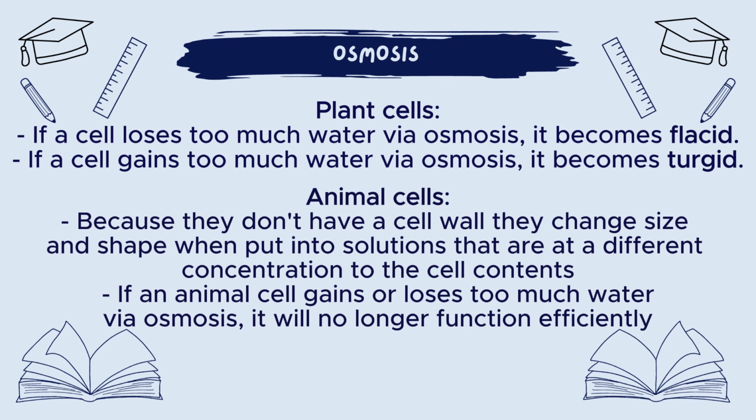For animal cells, because they don't have a cell wall, they change size and shape when put in solutions that are at different concentration to the cell contents. If an animal cell gains or loses too much water via osmosis, it will no longer function efficiently.